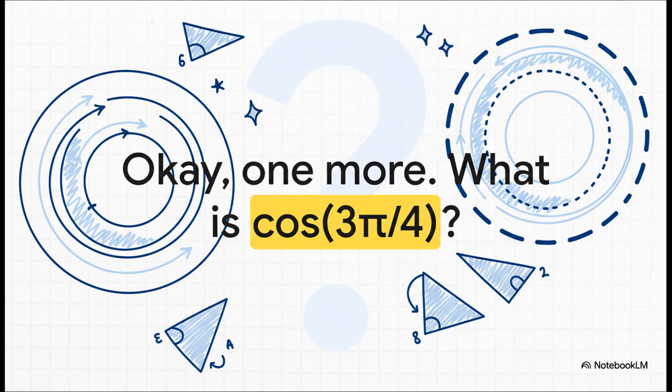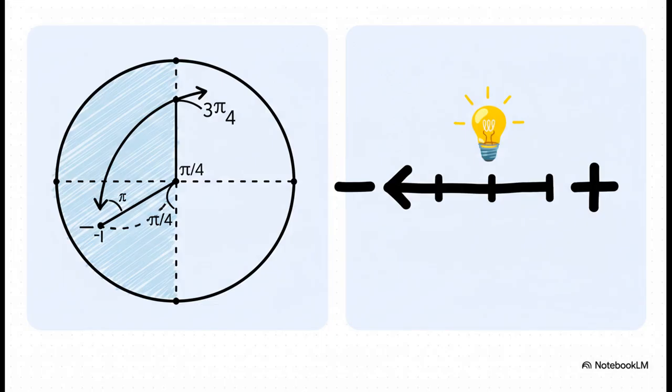What's the cosine of 3 pi over 4? Okay, let's break it down. Location, that's in quadrant 2. Reference angle, that's going to be pi over 4. We know the x-coordinate for pi over 4 is root 2 over 2. And in quadrant 2, are x values positive or negative? They're negative. So the answer has to be negative root 2 over 2. See? It's just a system.